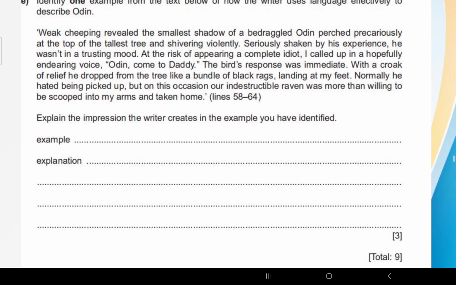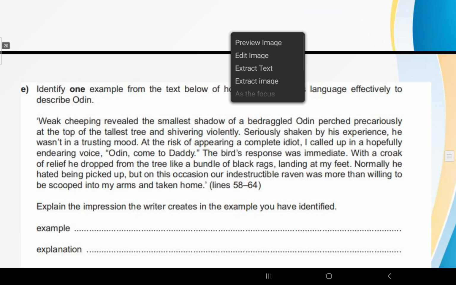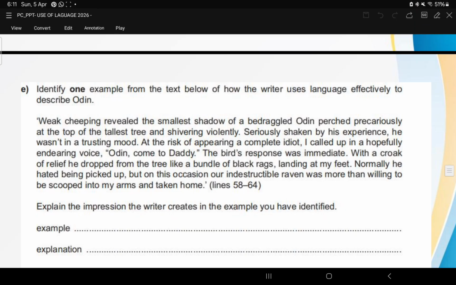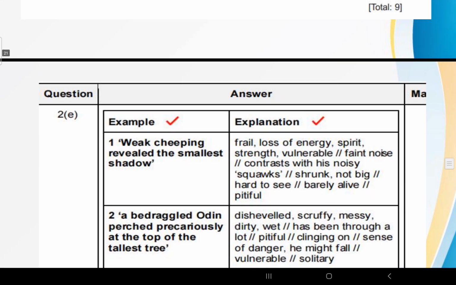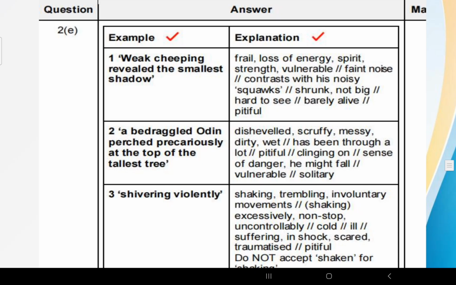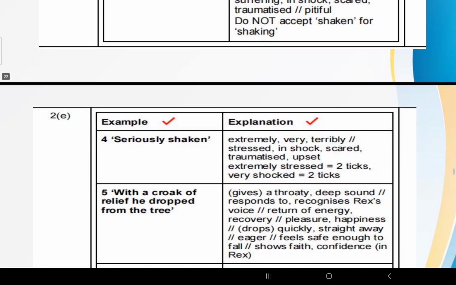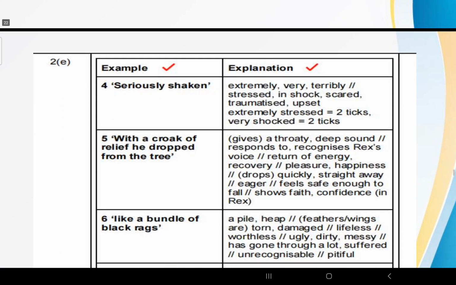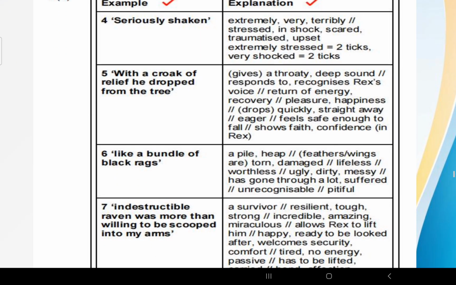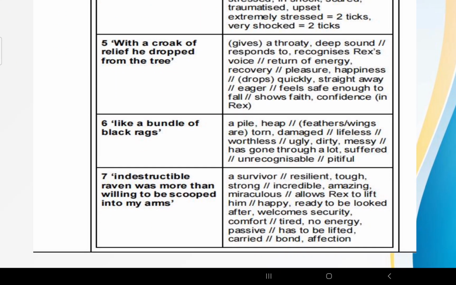The example, we will take out one example from this. Example: weak cheeping revealed the smallest shadow. A bedraggled Odin perched precariously at the top of the tallest tree, shivering violently, seriously shaken. With a croak of relief, he dropped from the tree like a bundle of black rags.